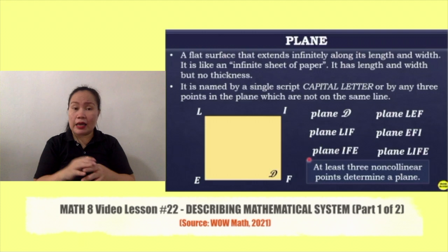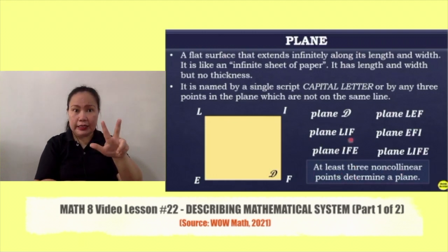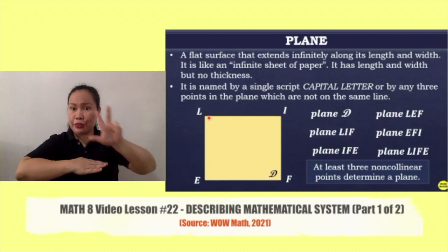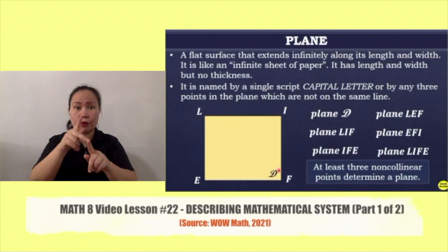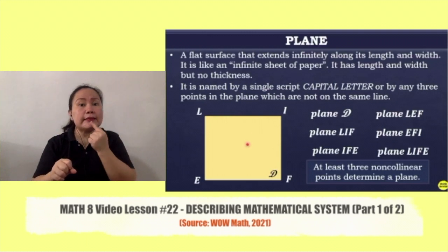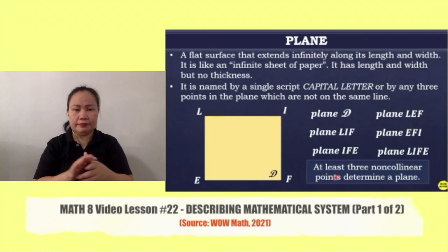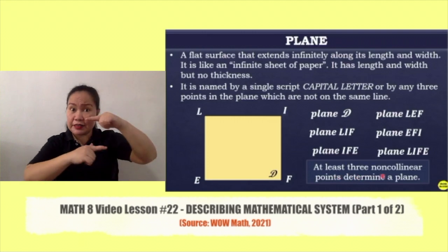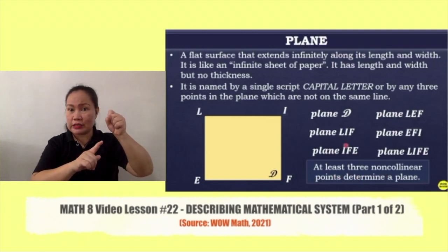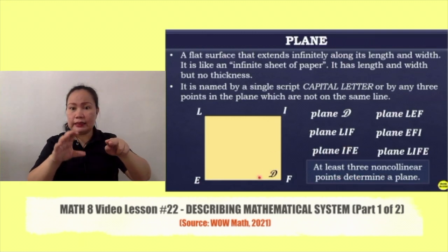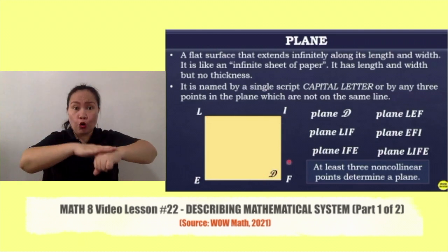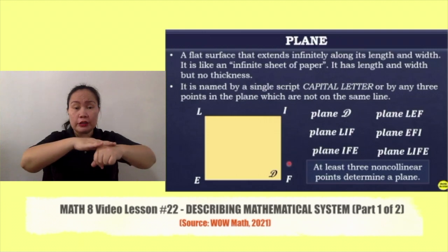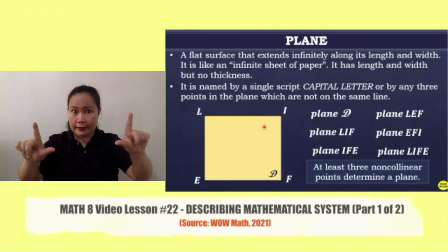Remember that at least 3 non-collinear points determine a plane. So, kahit 3 points lang yan, for as long as nandun siya sa plane, pwede na po siyang name nung plane na yon. Okay? Kasi at least 3 non-collinear points determine a plane. Okay. So, again, you can make use of the script capital letter or any 3 points on the plane or pwede rin pong yung 4 points, gamitin mo lahat, pwede rin po yan.